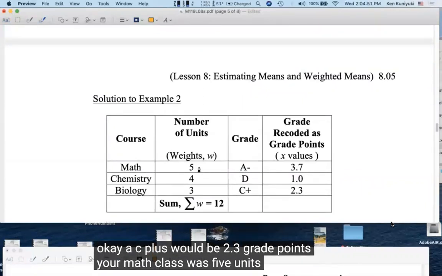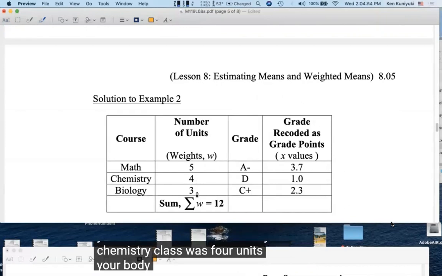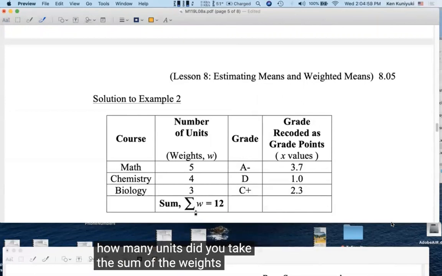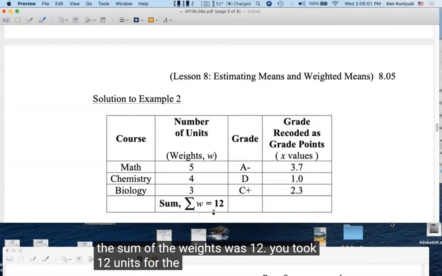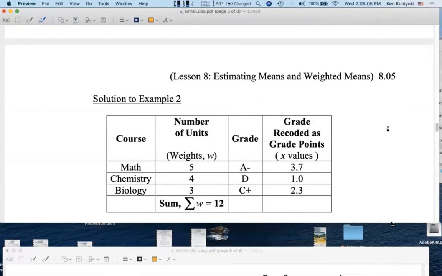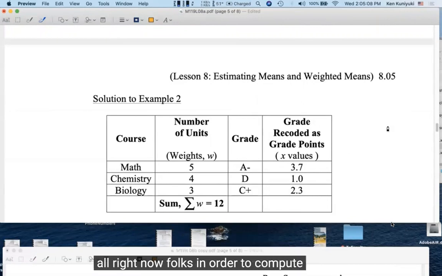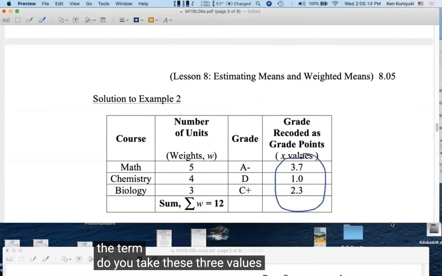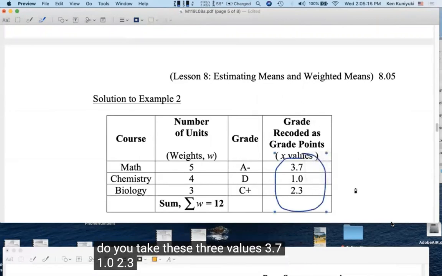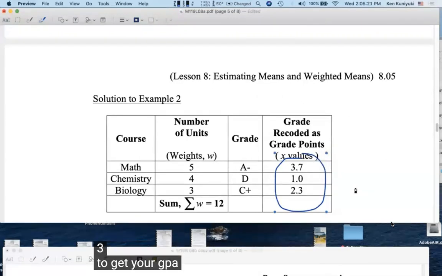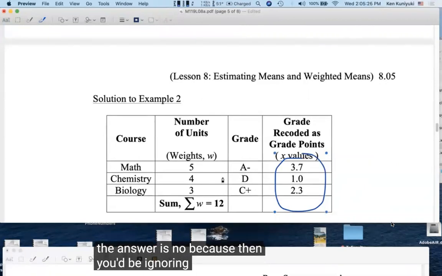Your math class was 5 units, your chemistry class was 4 units, your biology class was 3 units, okay? So how many units did you take? The sum of the weights was 12. You took 12 units for the term, the semester, or quarter. Now, folks, in order to compute your GPA, your grade point average for the term, do you take these 3 values, 3.7, 1.0, 2.3, add them up and divide by 3 to get your GPA? The answer is no, because then you'd be ignoring these weights.